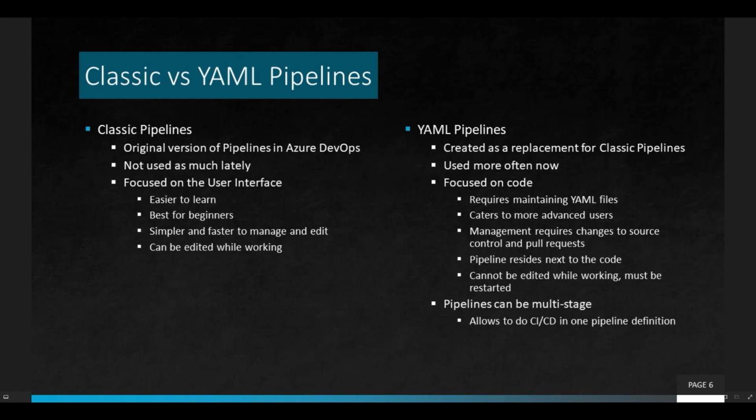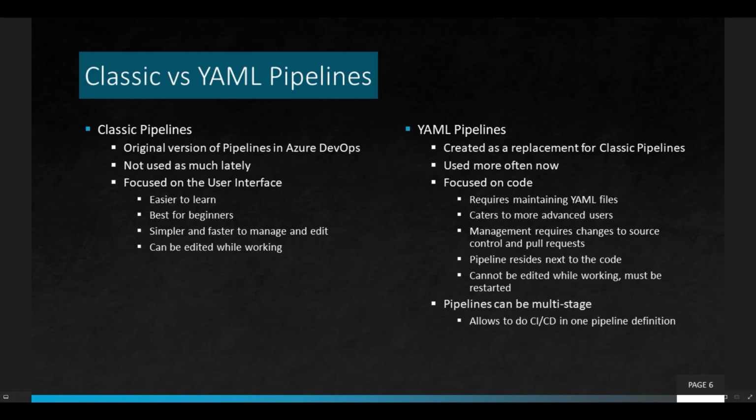So this caters to more advanced users, people that come, for example, from Jenkins, where you use files to define the pipeline in code. But the problem is that if you want to manage that pipeline, it requires changes to source control and, for example, things like pull requests. And the good thing is that the pipeline can reside right next to the code of our application. It's just another file, a YAML file. But the problem is that we cannot edit the pipeline while it's working.